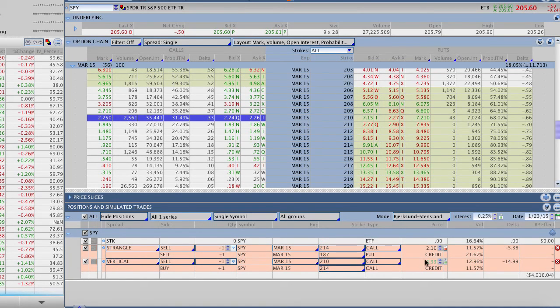Now in this case, you might not take in $133 because that's live pricing, but let's say you take in about $80 on the roll down. So the difference between selling the new 210s and buying the new 214s gives you about an $80 credit additional to the 210 credit that you received originally. So now you've got a total credit of $290. And again, that's what helps widen out the break-even points on this trade.